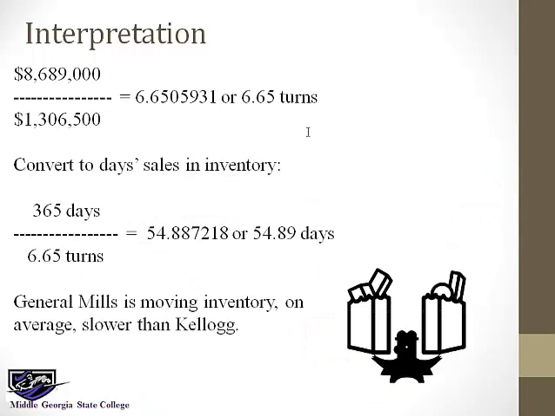Let's convert that to days, because it's a little easier. 365 days divided by those turns, and I get 54.89 days. So that's fewer days than General Mills. So we can say that General Mills is moving inventory on average slower than Kellogg.